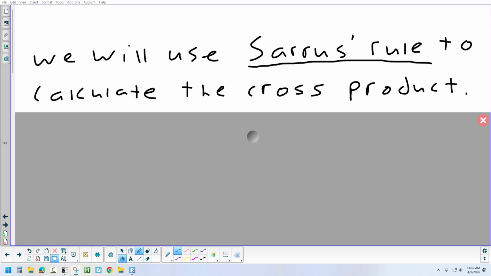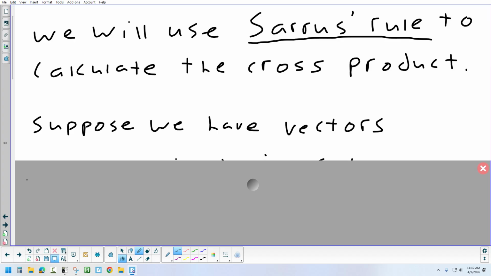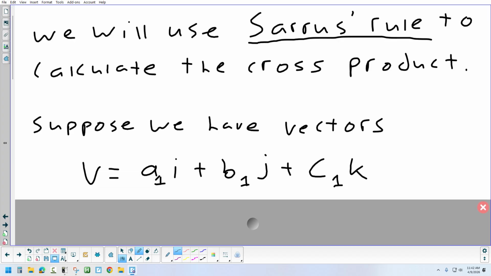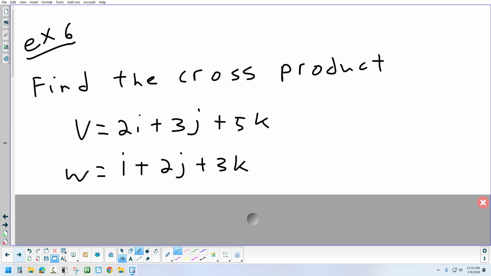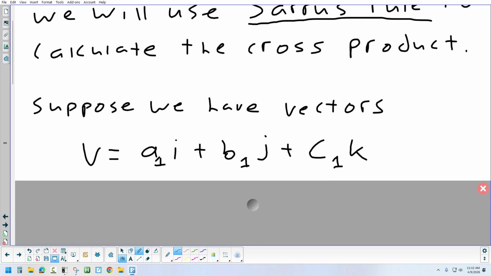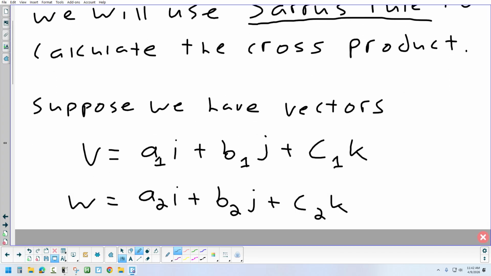All right, so I'm going to show you how to use Sarrus's rule to find a cross product. This rule is basically going to involve you creating a table, and then you're going to look at the table, and that's going to help you figure out the answer. So when we do a cross product, the first thing is I will give you 2 vectors. When we do an actual problem, you'll know all the numbers. For now, I'm not going to fill in any of the numbers. I'm just going to leave them generic. A1, B1, C1, A2, B2, C2.